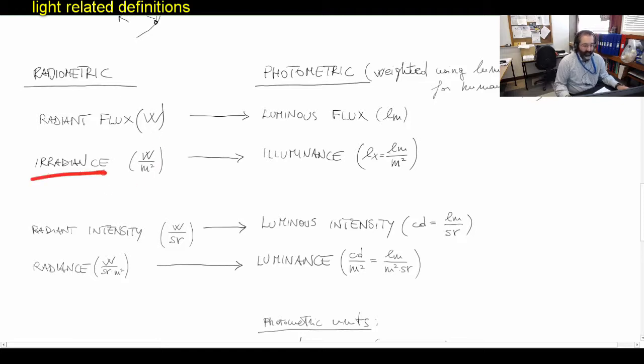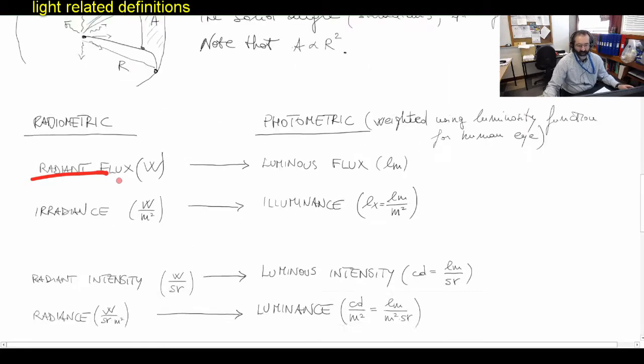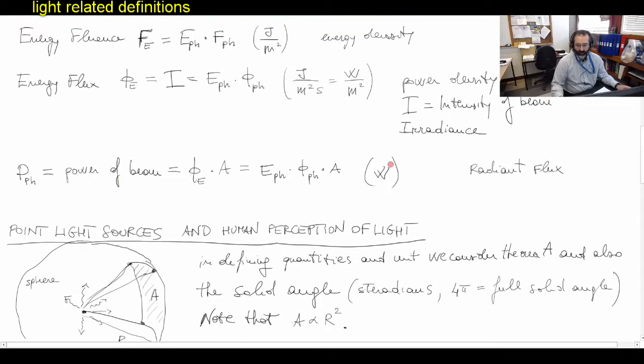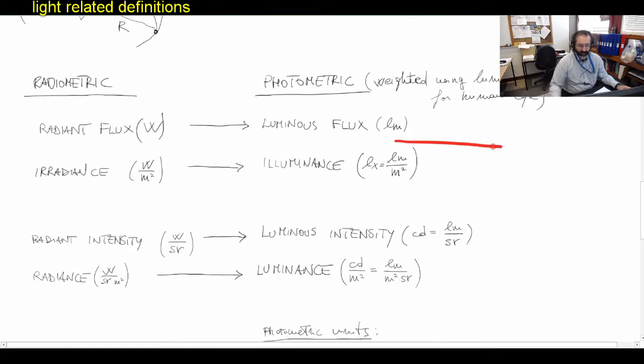Then we have the irradiance. The irradiance is the intensity, what we called previously intensity also. If you see, we've introduced the irradiance as well here. So irradiance is how many watts per square meter. And the corresponding photometric quantity is the illuminance, and is measured in lux, which is a lumen per square meter.